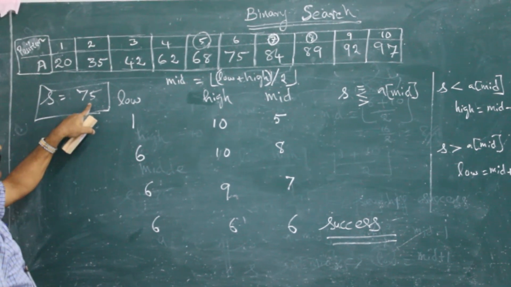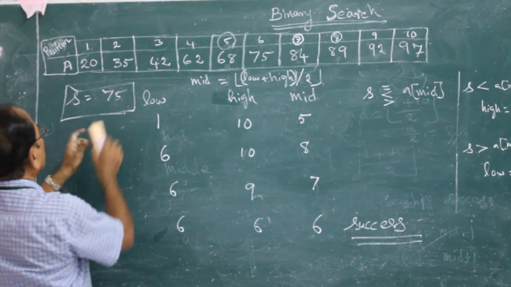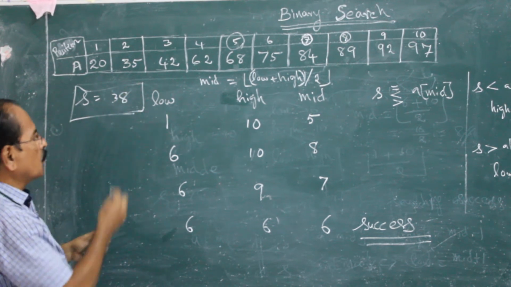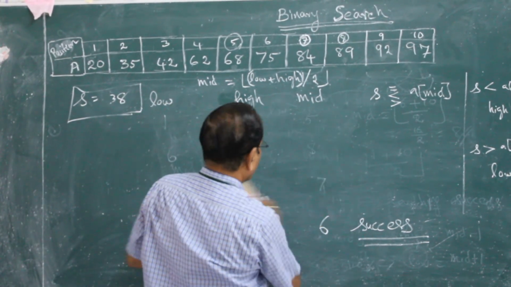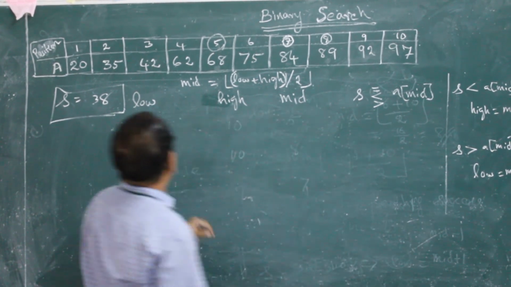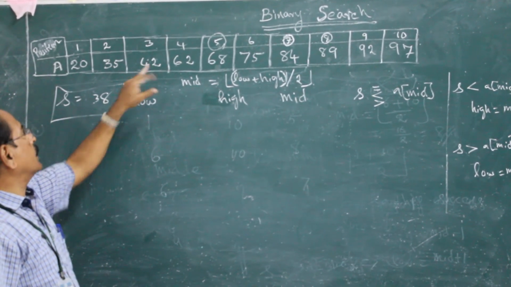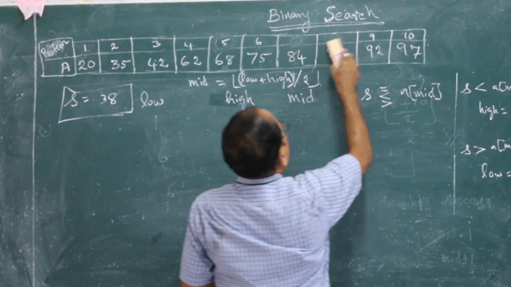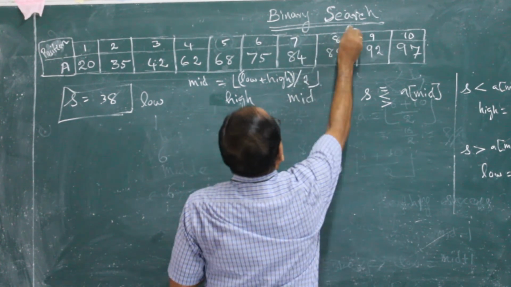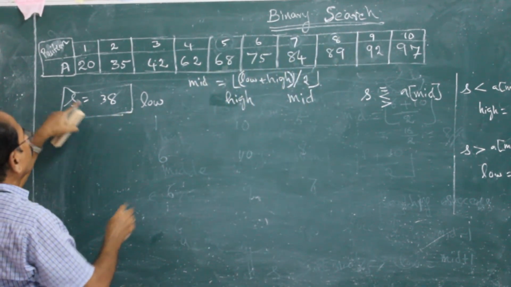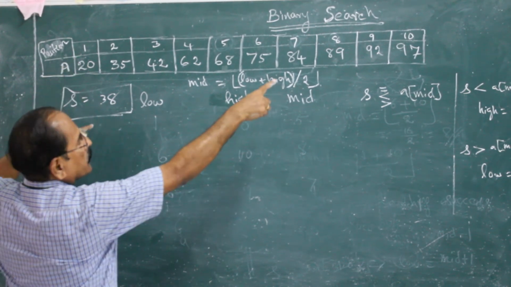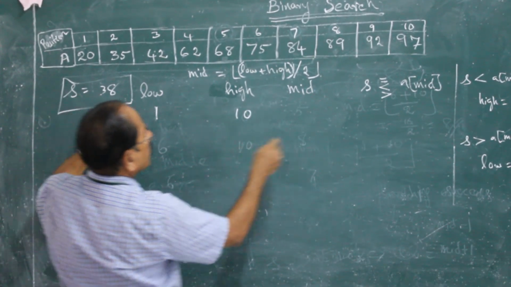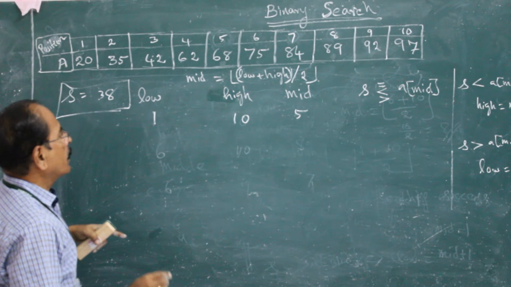Suppose instead of searching for the element 75, we are searching for the element 38. Now let us see what will happen. In the same array, if you want to search for the element 38, again take the whole array, low is 1, high is equal to 10. So mid is equal to, as already defined, 5.